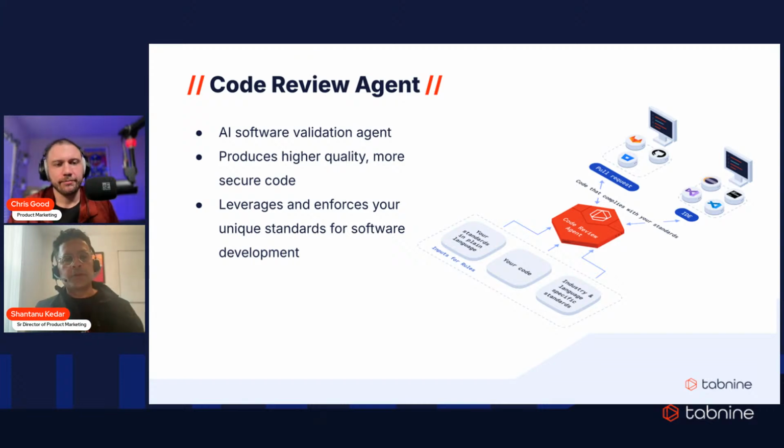Okay, so the first one is Tabnine's Code Review Agent. This is an AI software validation agent that enables organizations to produce higher quality, more secure code by leveraging and enforcing any given team's unique best practices and standards for software development. The agent checks the code in the pull request and IDE against rules that align with your unique standards. And if the code doesn't conform to your rules, then the agent flags the deviation and, more importantly, provides suggestions on how to fix the issues. Next slide, please.